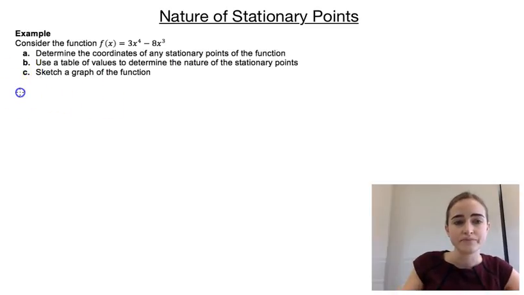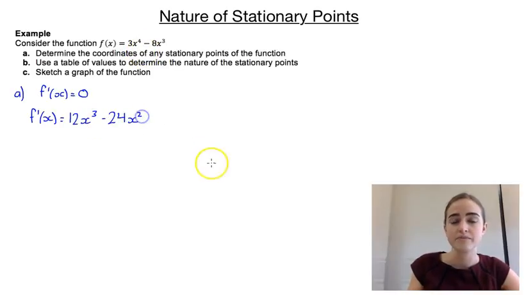So our first part, if we want to find where those stationary points are, we're going to have to find where the first derivative is equal to 0. So we want the gradient of the tangent to be equal to 0. So we have our function up here, so let's find that first derivative. So we're going to differentiate that function. So 4 times 3 would give us 12x cubed, and 8 times 3 is 24, so we'd have minus 24x squared. Now we want that to be equal to 0, so we'll have 12x cubed minus 24x squared equals 0.